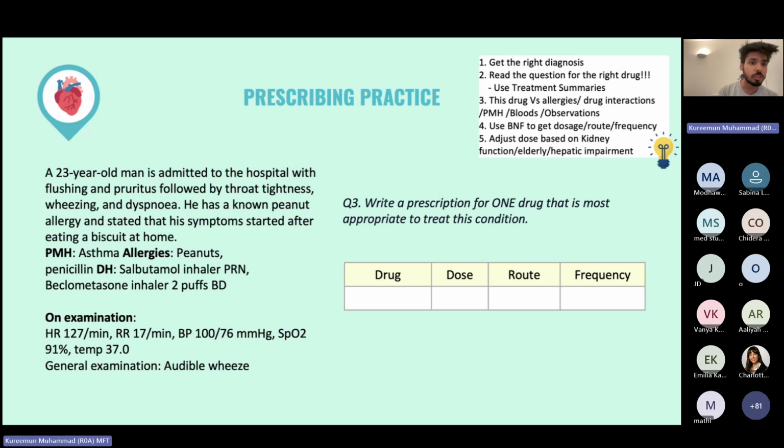Basically, when you look at his observations, he's not that well. His oxygen saturation dropped to 91%, and his heart rate is high. So he's tachycardic, has low blood pressure, and his oxygen levels are low as well. When you listen to his chest, he has an audible wheeze. So what would you prescribe for this patient? I'll give you 30 seconds, put it in the chat. So you put the drug, the dose, the route, and the frequency.